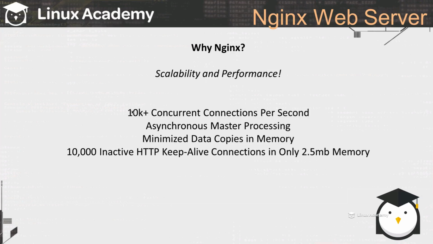Well, I think as we've discovered throughout the course of our discussions, scalability and performance would be paramount for reasons to use Nginx versus Apache. We can talk about the 10,000 concurrent connections per second that large-scale Nginx boxes have been able to support, whether it was in large CMSs like Drupal or PressFlow or WordPress. We can also talk about the asynchronous master processing, a single process that's responsible for managing threads underneath of it on a connection-by-connection basis. We could also talk about the minimized data copies in memory.